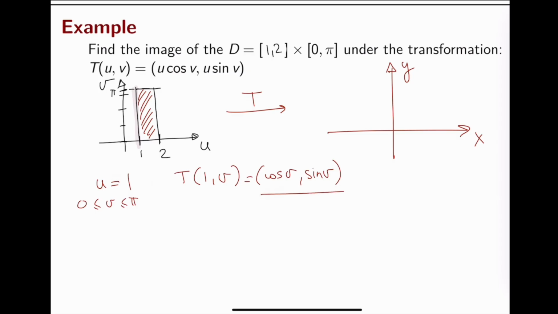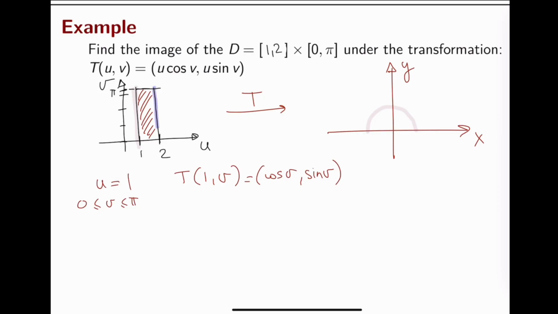So this is not a line anymore, right? Cosine v, sine v describes a circle, a circle of radius 1. So we draw this circle here. But considering that v varies between 0 and pi, it's not going to be the whole circle, but only the half circle from 0 to pi. So this line got transformed into this curve here. That's the first of the transformations that we have.